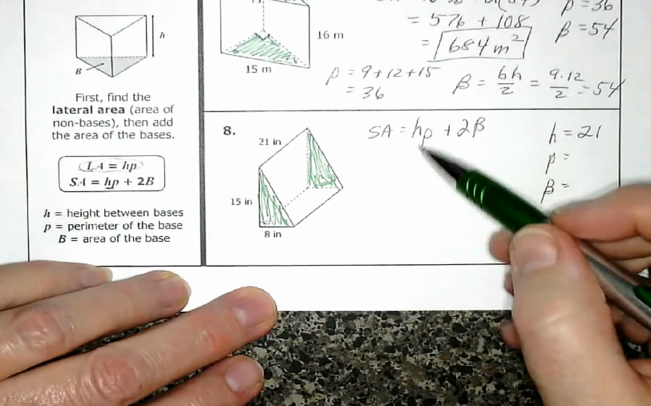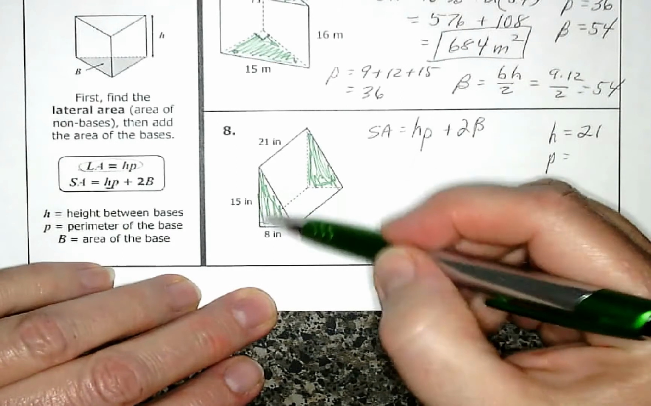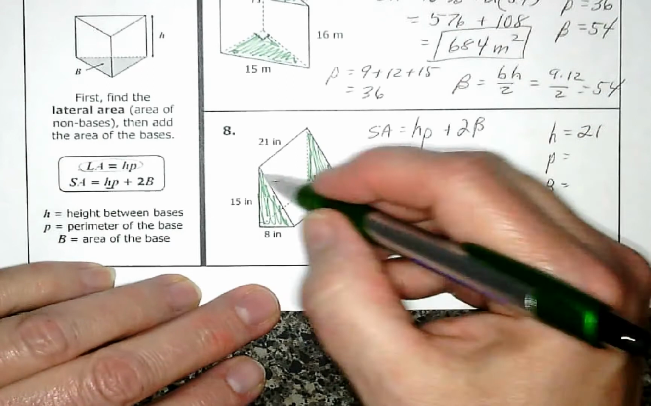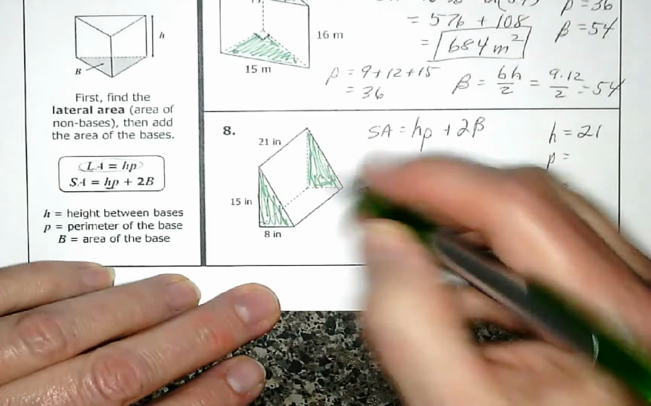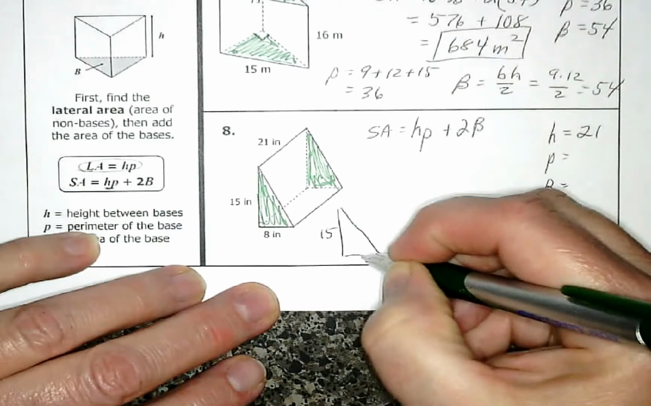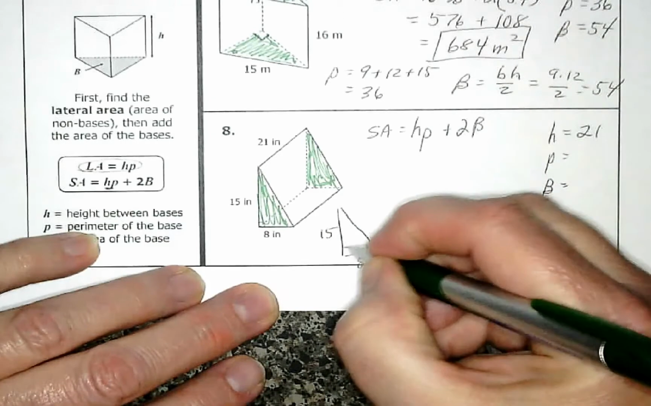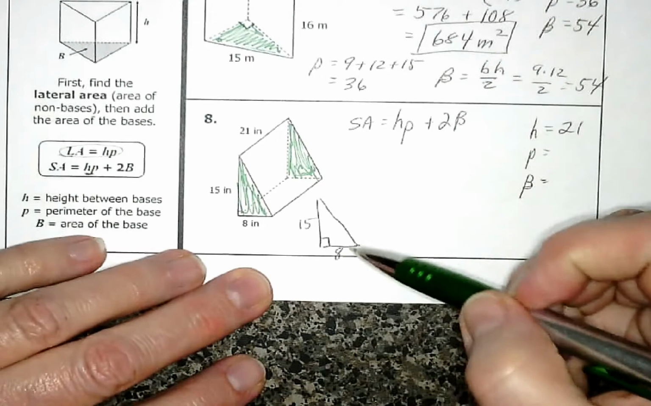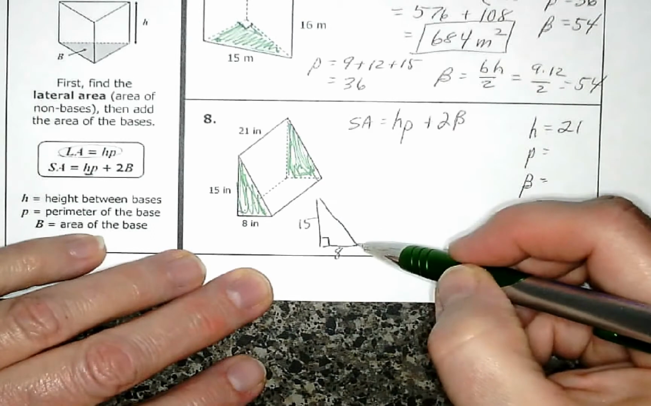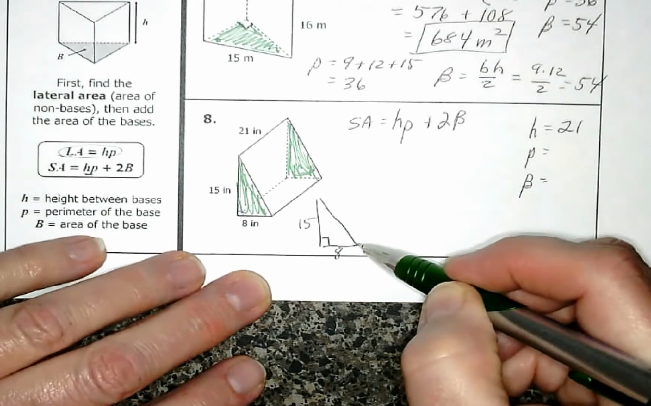The perimeter of the base, so the base is just a triangle. Some of you might need to just draw that triangle off to the side. If you can't see it, if it's too complicated in the picture, just draw this triangle. This is 15 and this is 8. This is a right angle. Okay, so with this triangle right here, I need to find perimeter and base. Ooh, we've got to find the missing side first, because for perimeter I need all three sides.